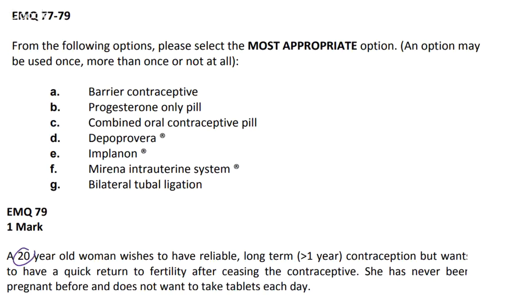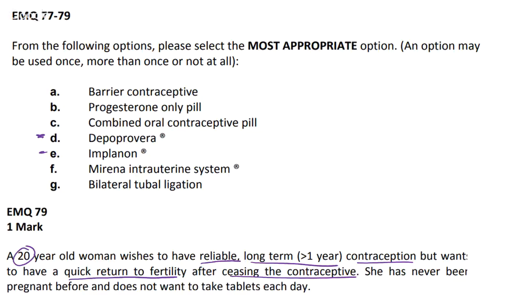Okay. 20-year-old woman. She wants reliable long-term contraception, quick return to fertility after ceasing the contraceptive. She hasn't been pregnant before and doesn't want tablets. So what would you give her? Implant. Well, there's two options, isn't there? Implant and bilateral tubal ligation. Implant and what else? Depo. Implant and depo are your options. So how do you choose between the both?